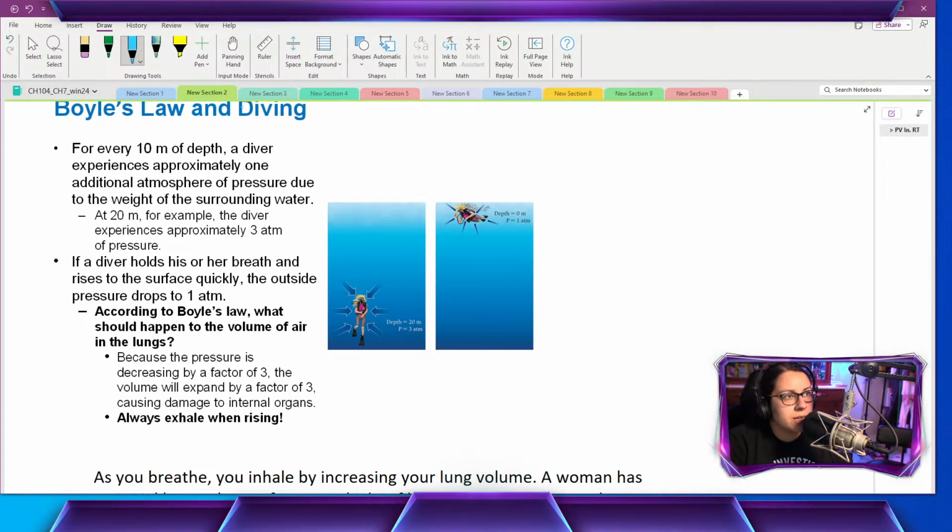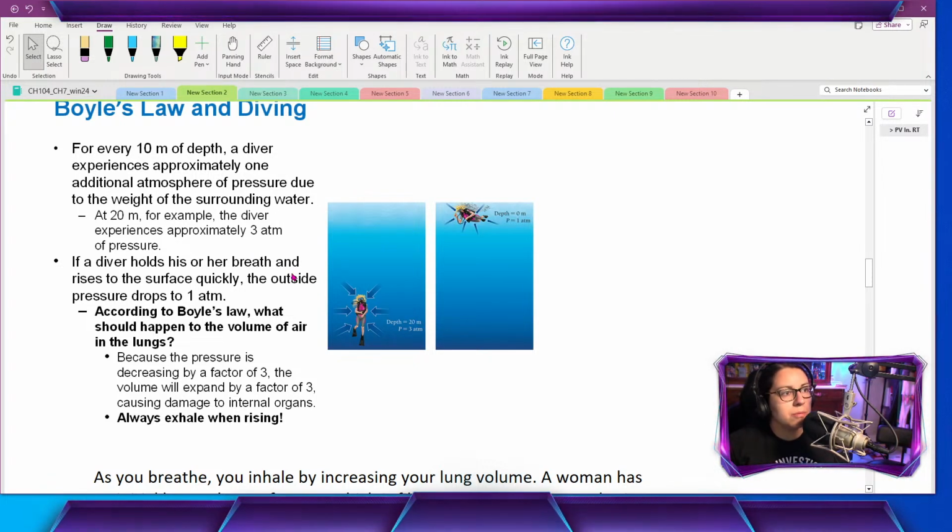And so it says for every 10 meters of depth, a diver experiences approximately 1 additional atmosphere of pressure due to the weight of the surrounding water. And so now this kind of helps us answer the question as to why they always say you need to rise slowly. And let's think about that. If a diver holds their breath and rises quickly to the surface, the outside pressure would drop to 1 atm. And so by Boyle's law, that volume would also expand. And so that's part of why they say to exhale.